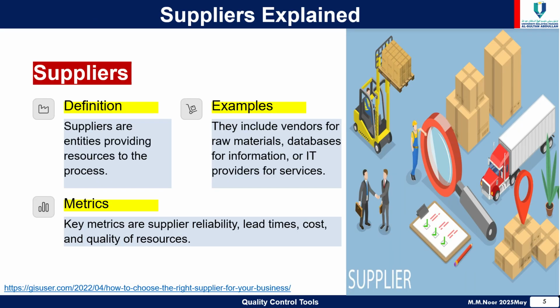Next is Supplier Explained. Suppliers are the people or companies that give you what you need to start your process. They might be external, like a spare parts vendor, or internal, like another department. For example, in a car workshop, the supplier could be the company that delivers spare parts or even the customer who brings in their car. What matters is that you can count on them for quality and timely delivery, because if they let you down, the whole process can fall down.